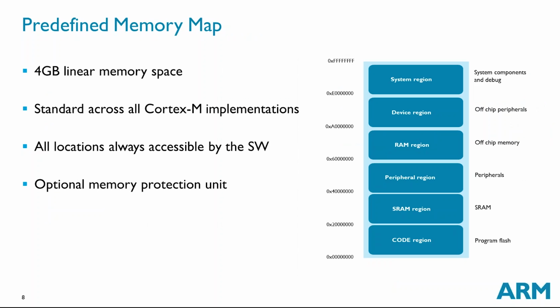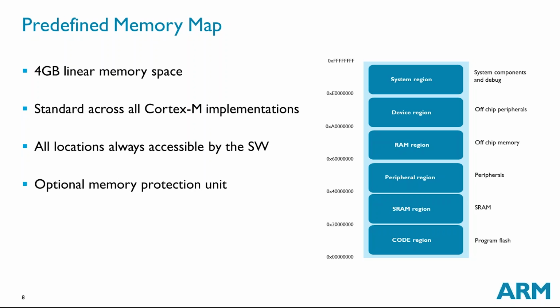Now let's take a look at the memory map. The 4 GB linear memory space is common in all Cortex-M processors, and all locations are accessible by software. The memory space is partitioned into a number of memory regions that are assigned to typical usage types. These include program access code, which is in the code region, data accesses, which is in the SRAM region, peripherals in the peripherals region, and the processor internal control and debug components in the system region.